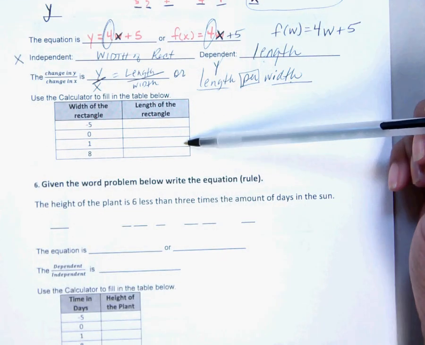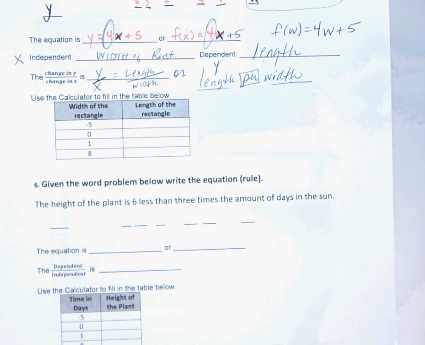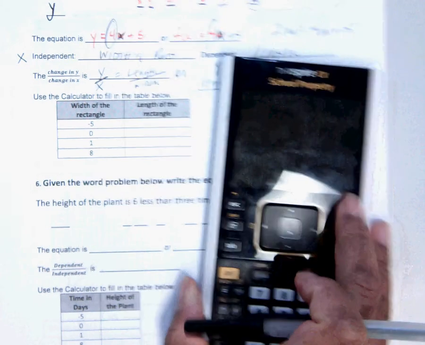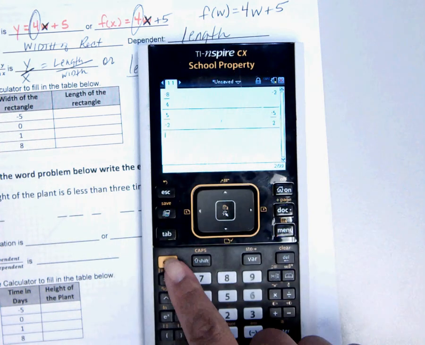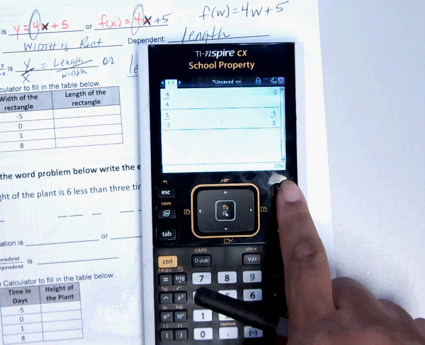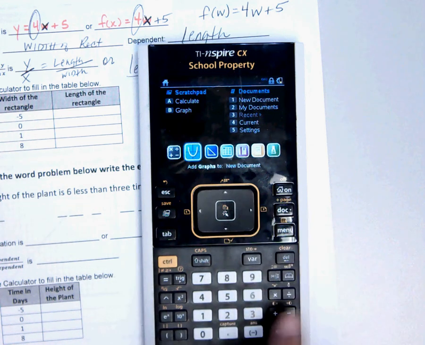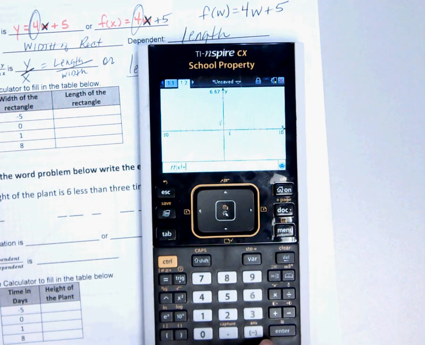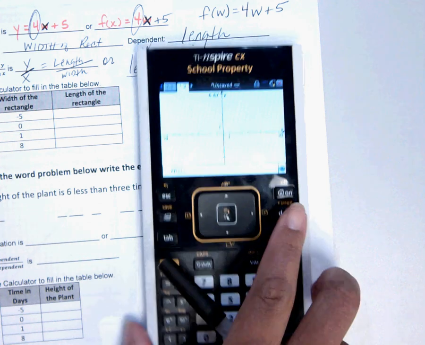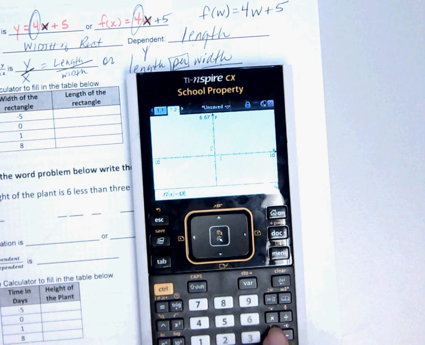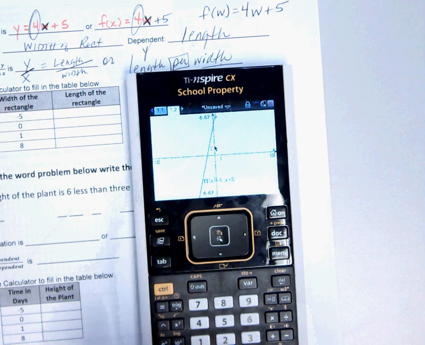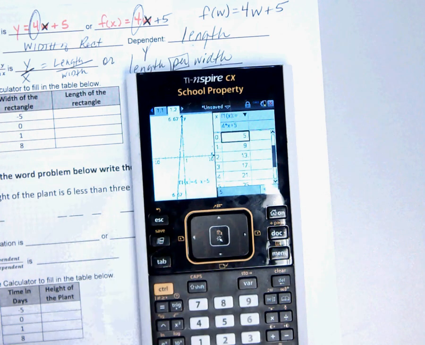Use the calculator to fill in this table. So let's go here, and this is for those that missed class. We're going to go to the graphing screen. So go home, go all the way down, go over. That's my graphing screen. And now we are going to put in this equation: 4x plus 5. Enter. Now I'm going to look at my table, Control T. And now you know how to get the table.